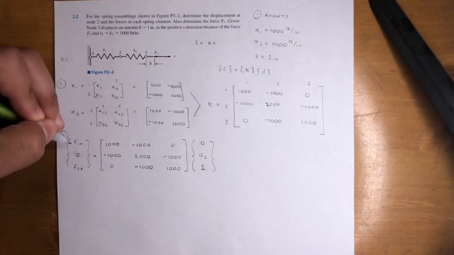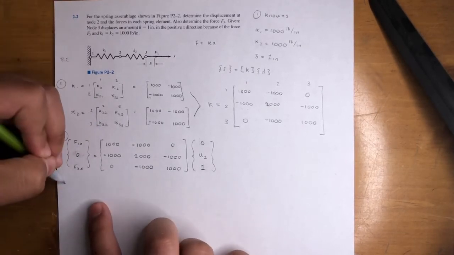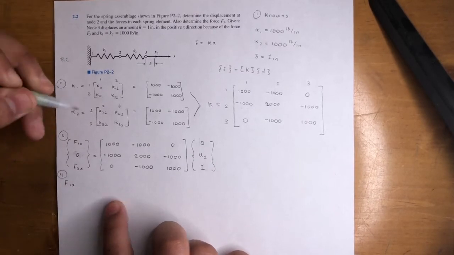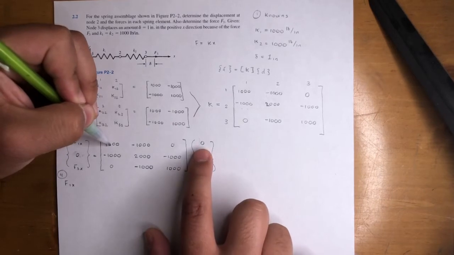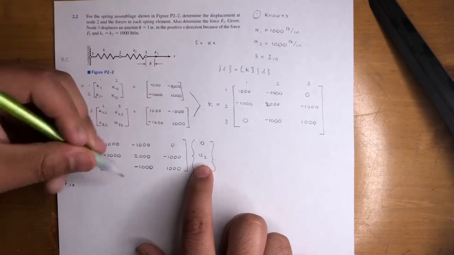So let's go ahead and assemble the unknown equations. So F1x, right, let's start with the first one. Step 4 is 1,000 times 0, so it's the first row. 1,000 times 0 minus 1,000 U2.